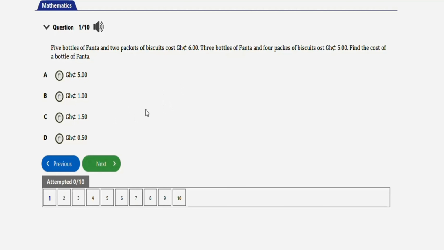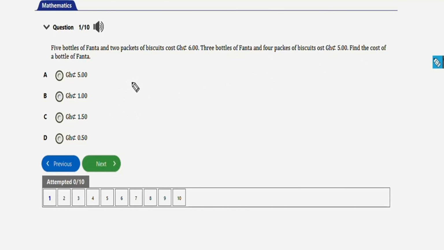Okay, so let's begin with question 1. It says 5 bottles of Fanta and 2 packets of biscuits cost 6 Ghana cedis. 3 bottles of Fanta and 4 packs of biscuits cost 5 Ghana cedis. Find the cost of a bottle of Fanta. Alright, so guys, to solve this question, basically this is simple simultaneous equation. Let me just show you how to represent this before solving it with the calculator.